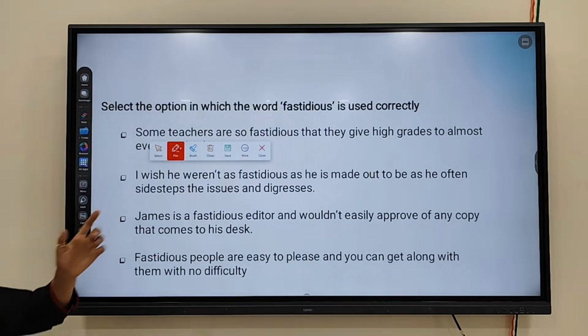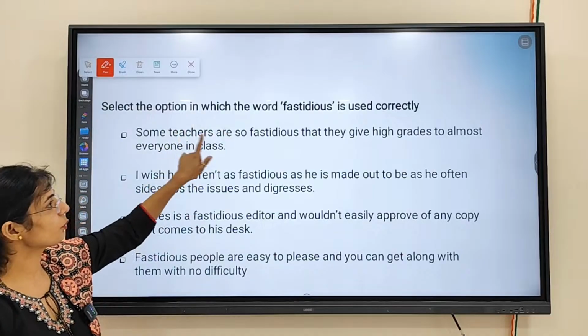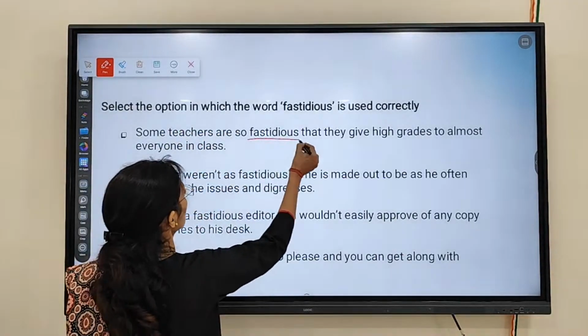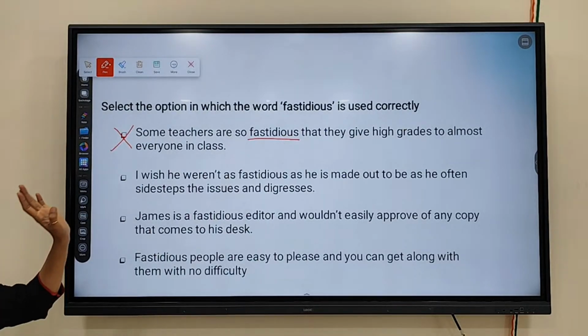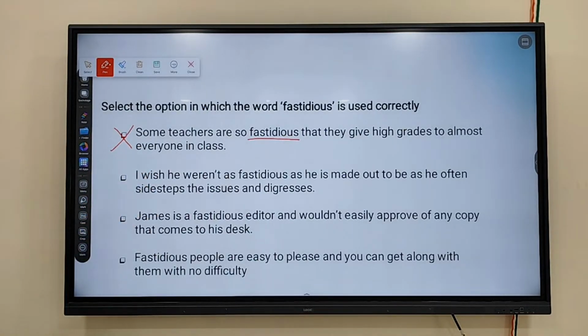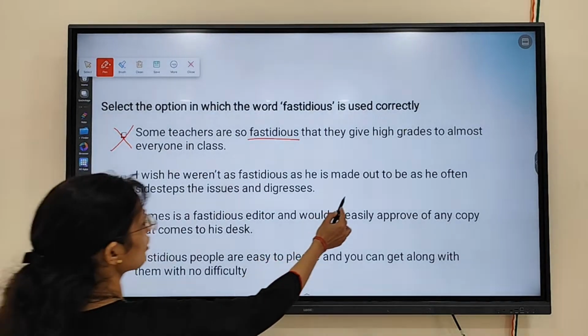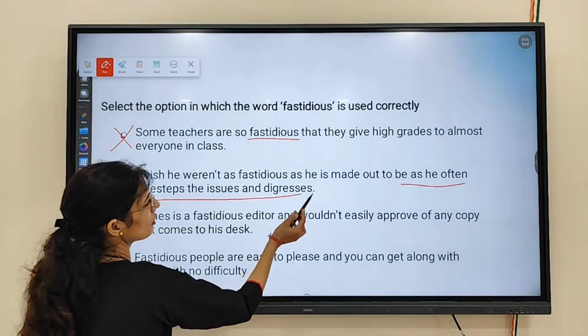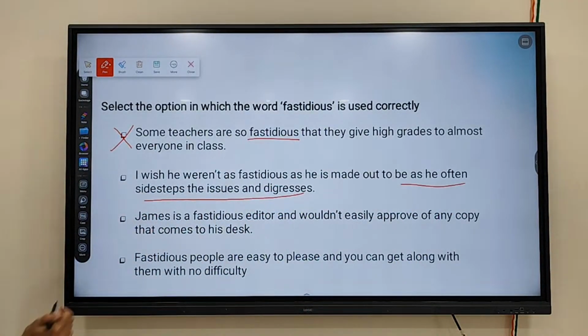See, now that we know the meaning, I am replacing the word fastidious. Did you see? Are so attentive that they give high grades. So I have replaced it and it doesn't sound good to me. So I'm doing the elimination method. Okay. I wish he weren't as fastidious, as attentive as he made out to be, as he often sidesteps the issues and digresses. No, right? Doesn't sound right. Both are contradicting each other. Since the meaning of the given word and the later part of the sentence are in contradiction, this is not the correct word.